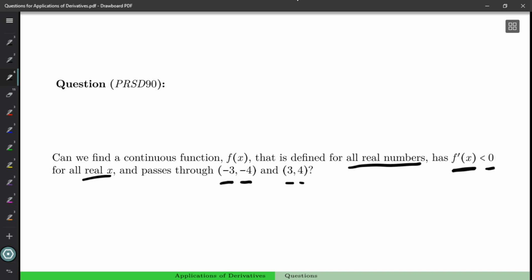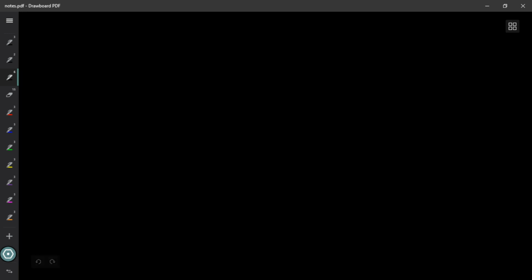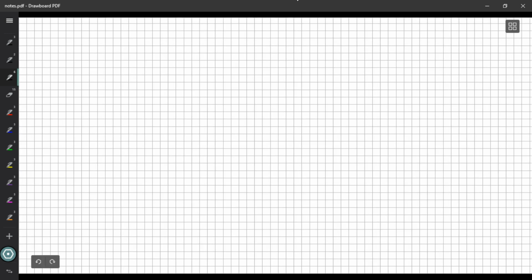Why this combination of continuous, derivative has to be negative, and pass through these points, why that just can't work together. And it turns out we can't do this. We're going to have to approach this with the mean value theorem. So let's suppose, so we're going to do what's called a proof by contradiction. Suppose such a function exists.